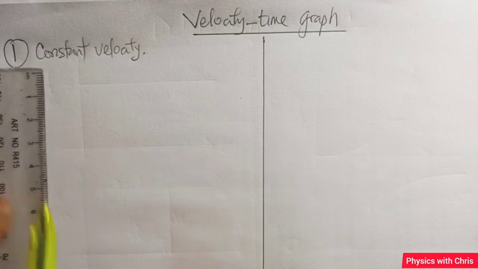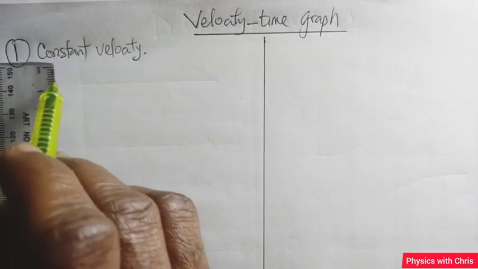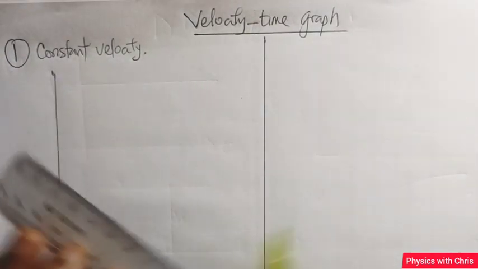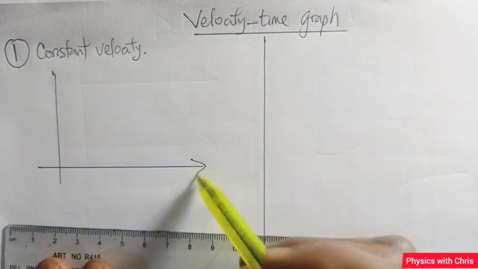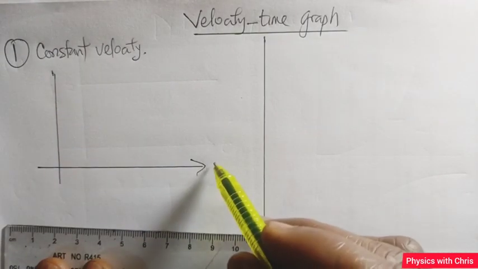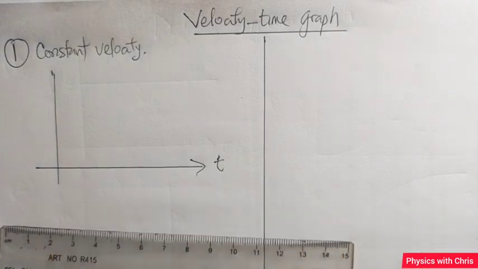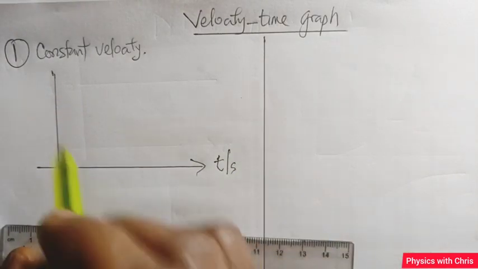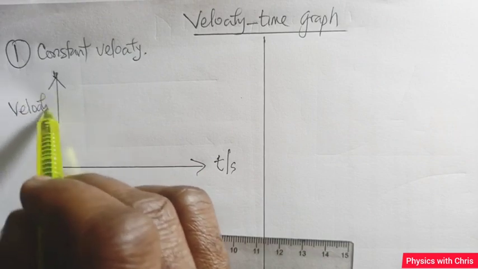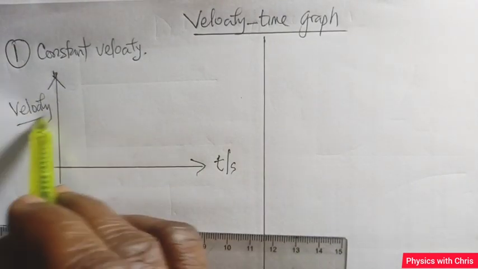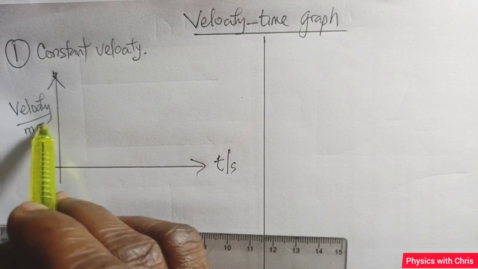So, constant velocity, I'm starting with that. I want to draw a graph of constant velocity on a velocity time graph. When you say the velocity of a body is constant, you are saying that the body covers equal displacement at equal time intervals. Then you can say that the velocity of the body is constant.